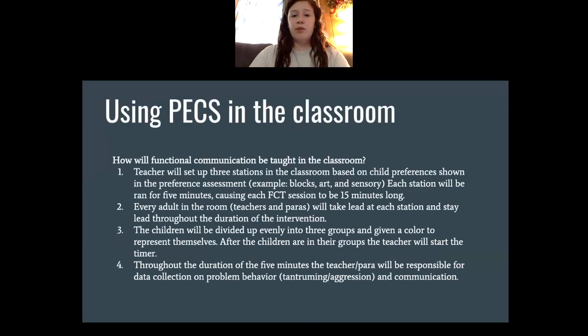Specifically, what we will be doing for our intervention is implementing PECS in our classroom using stations. So we will set up 3 stations. Each station will last for 5 minutes, so one total 15-minute session, and the children will be able to engage in these various stations. One may be blocks, one may be arts and crafts. These will be determined by the preference assessment. So each student will be able to take their turns engaging in each station.